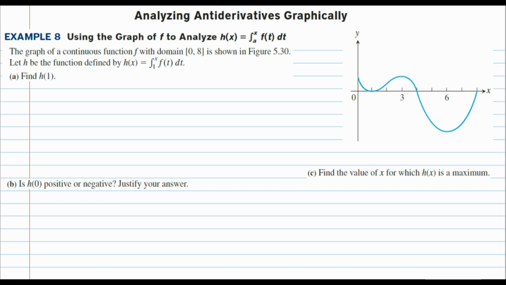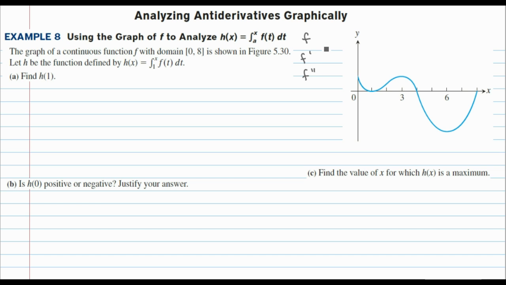So, example 8, using the graph of f to analyze h of x equals the antiderivative from a to x of f of t dt. So right there, that tells me, in terms of how you knew it before as f prime and f double prime, they're saying h of x is the antiderivative of f.